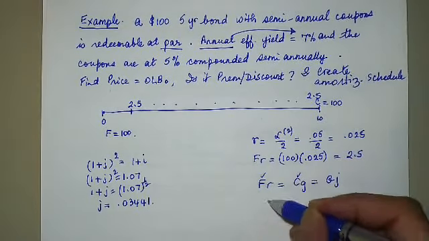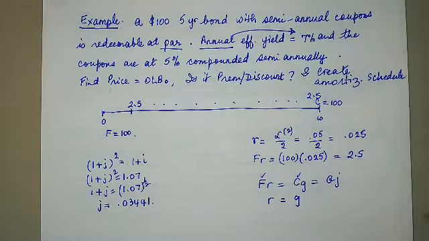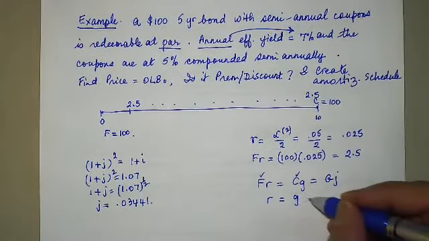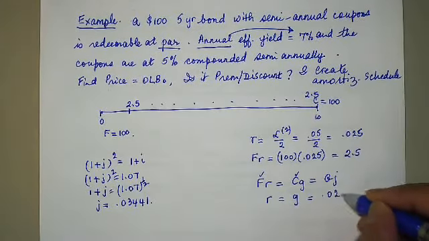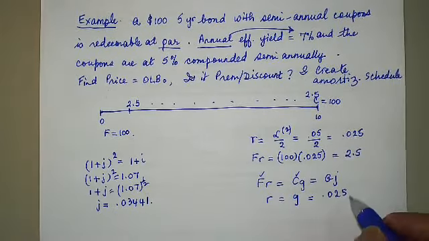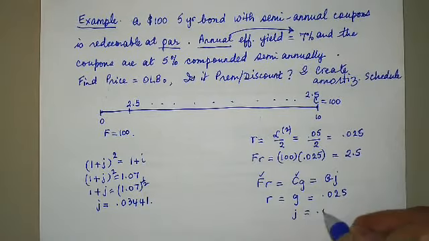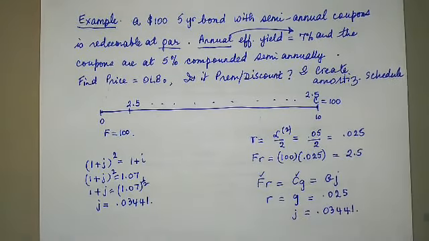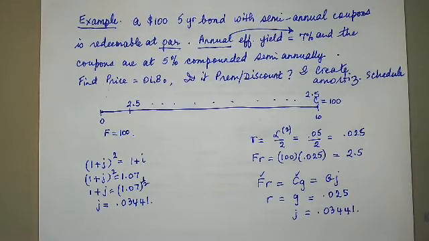FR over C. Do I have to worry about all that? Remember, we have something, FR equals CG equals GJ, right? F equals C in this question. How do I know? They told me it was a par bond. Par bond means C equals F, right? So if this and this is the same, then R is equal to G. Agree? How much is R? 0.025. So G is 0.025 also. Find me the price of this bond quickly so I can start my amortization.